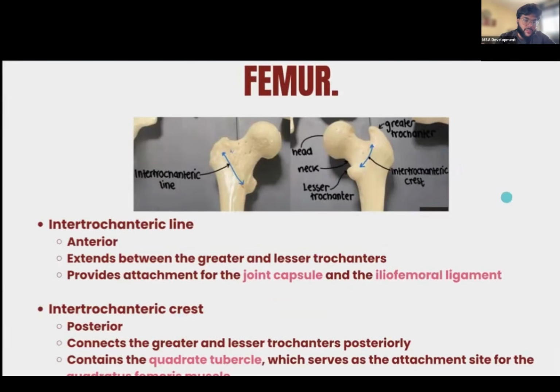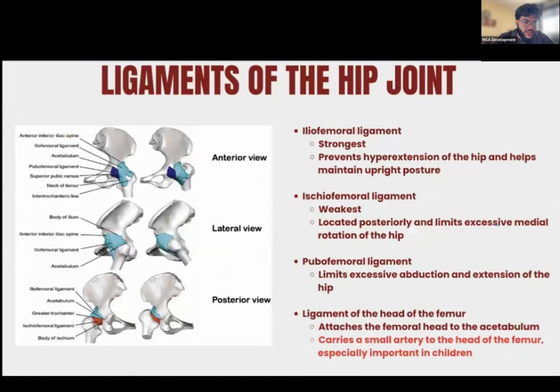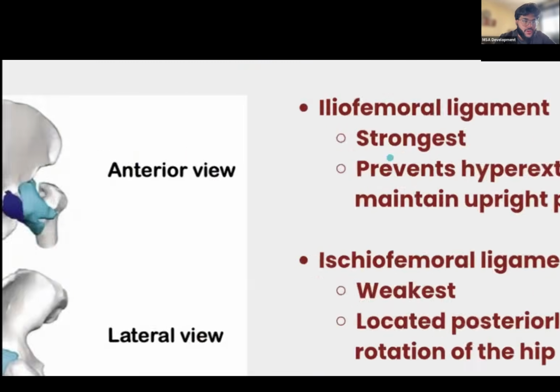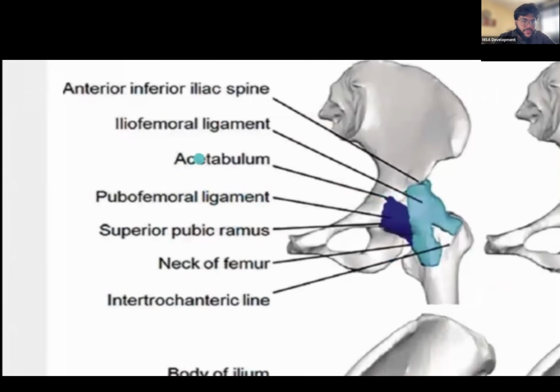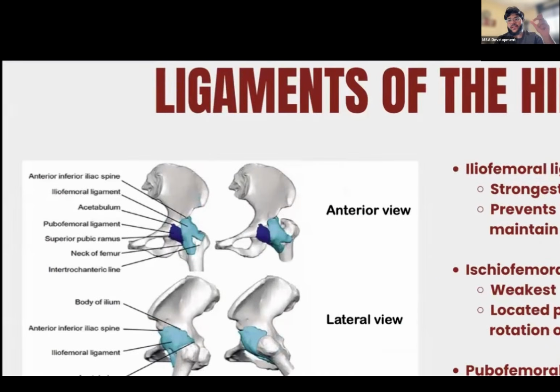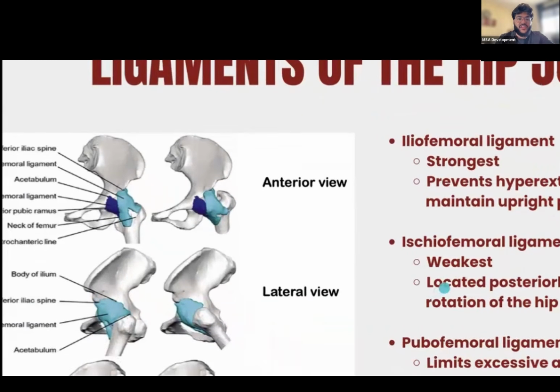Now, let's talk about the ligaments of the hip joint. Starting off with the iliofemoral ligament, which is the ligament between the ilium and the femur. You can think of the ligaments of the hip joint as just being named based on the two things that they connect. So the iliofemoral connects the ilium and the femur. The ischiofemoral connects the ischium and the femur. The pubofemoral, the pubis and the femur.